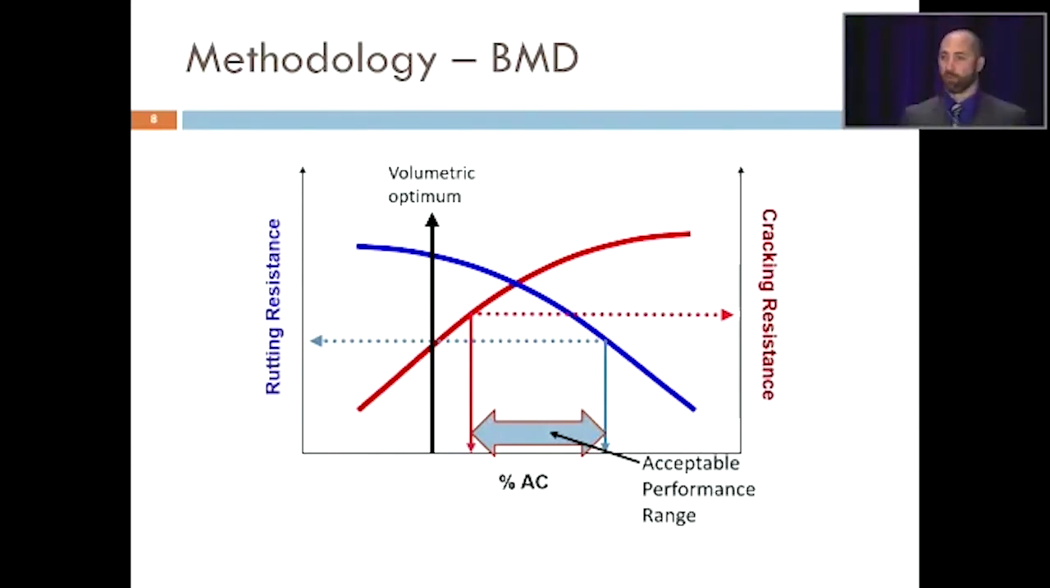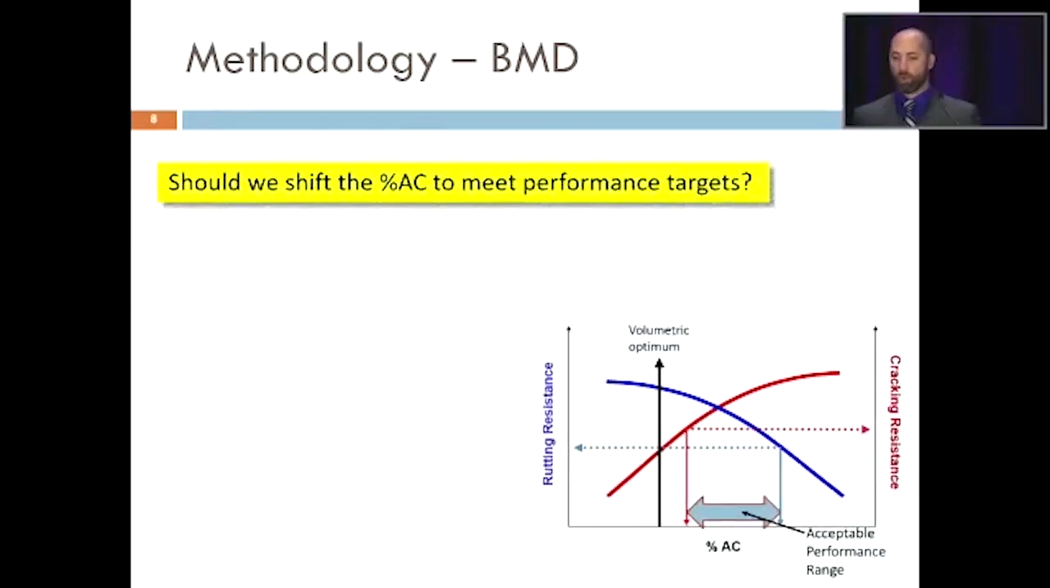It decreases it, you're going to have more of a risk of cracking. But what happens when that volumetric optimum, the volumetric design, doesn't fall within that acceptable performance range? What do you do then? Do you go through and just shift the asphalt content and still keep the same volumetric criteria? That's not going to work.